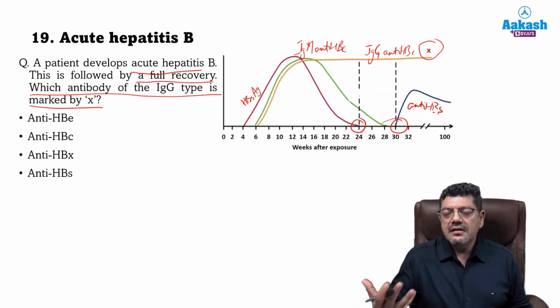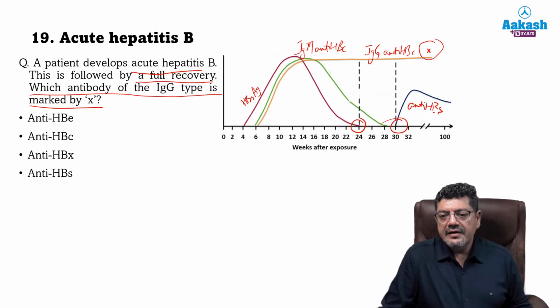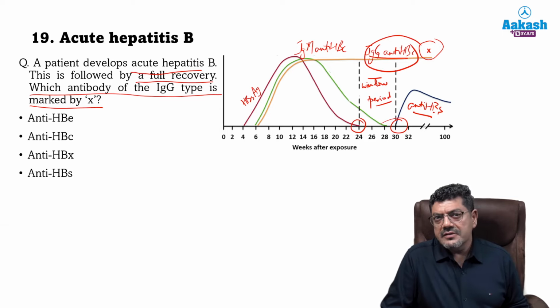Someone might think the confusion here could be between anti-HBS and IgG anti-HBC. IgG anti-HBC appears first, and anti-HBS only appears after about 6 months. And this dashed period in between is called the window period, when the only serological marker is IgG anti-HBC.